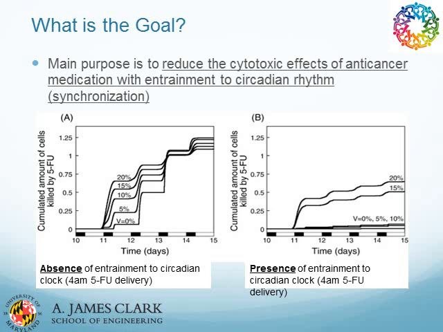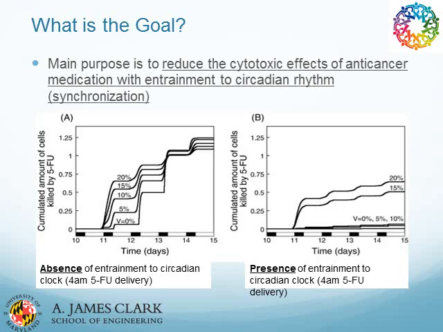5FU delivery. So as you can see, with any variability change, you have an exponential increase in the cumulative number of cell deaths with any variability with a 4 a.m. delivery, which is supposed to be the best. Now, the reason is because when you're not entrained to the circadian clock, the cell cycle is simply just in a sinusoidal manner. It just goes up and down without any lag phase. So it's not taking into account light and dark.